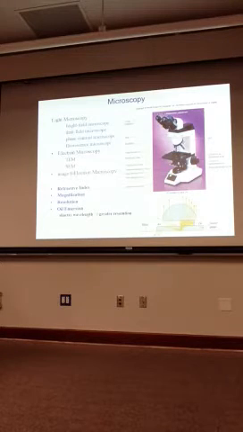For electron, the transmission electron microscope, you can cut the cell into thin pieces, and you can look at very detailed structures with that. The transmission, TEM. For the scanning, you can look at the surface of the cell.